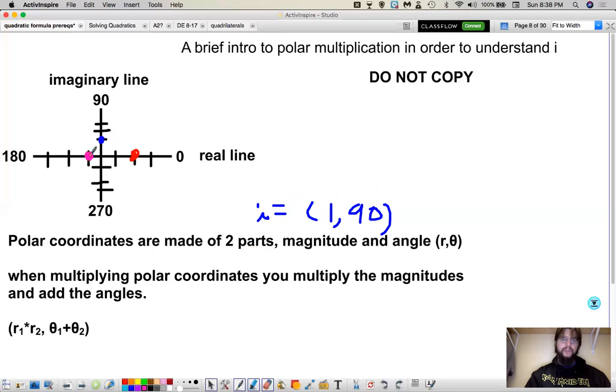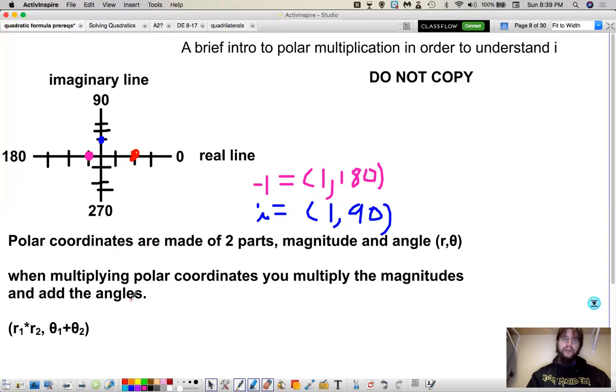The other important one, -1. So how do we write -1 here? What's the magnitude? 1. The magnitude is 1. So -1 is 1, but what's the angle? 180. Okay. So i is the square root of -1, right? That's what we're trying to figure out, how that came to be.